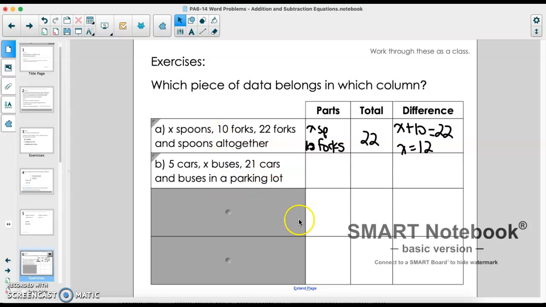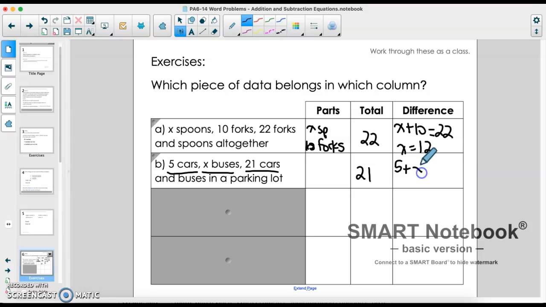I think I'll just do one or two more. And so here we have 5 cars, X buses, 21 cars and buses in the parking lot, right? So parts, right? We have 5 cars, X buses. My total here is 21 cars. And so my equation is going to be 5 plus X equals 21. And then X is going to equal 16 here.